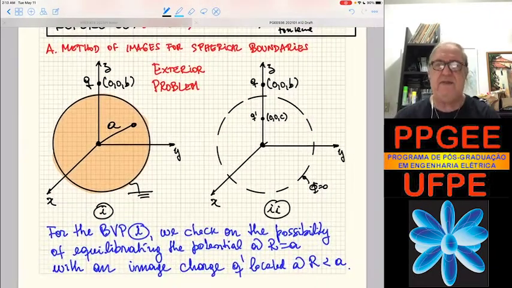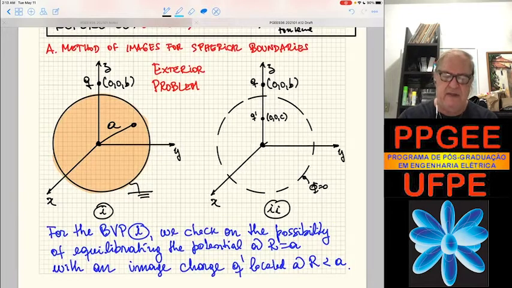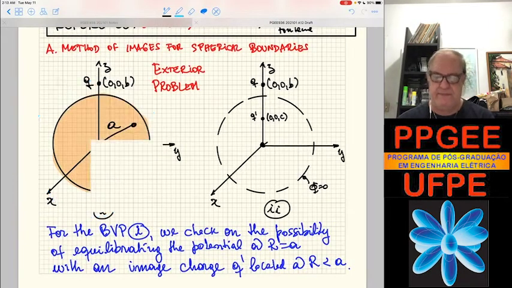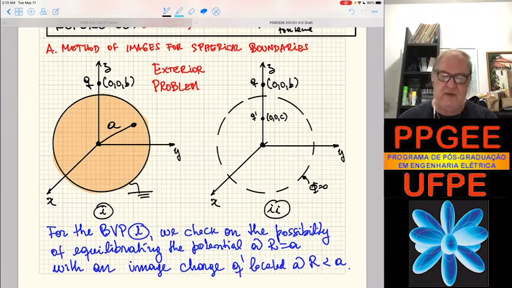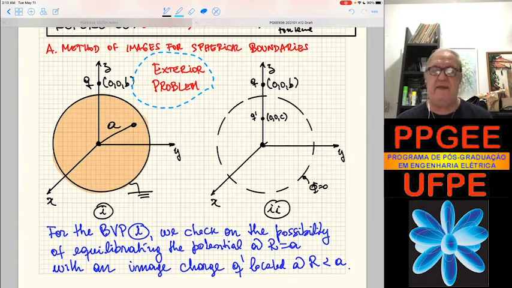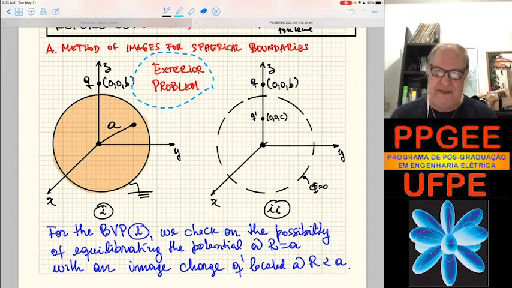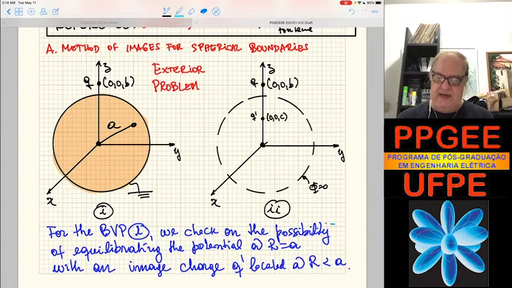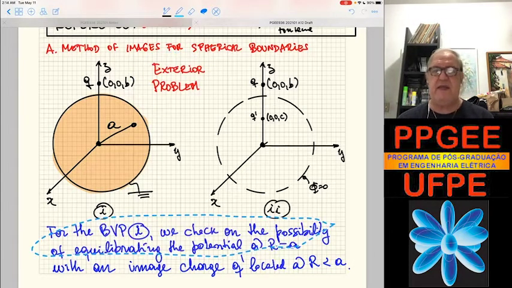Now we have two situations that we might explore. We might solve the problem outside of a sphere. Let's start with the grounded sphere. We can solve the problem, let's call this the exterior problem. Then after we solve this one, we are going to see how to use the results to calculate the solution for the interior problem. Well, we check on the possibility of equilibrating the potential with the image charge located inside of the sphere.